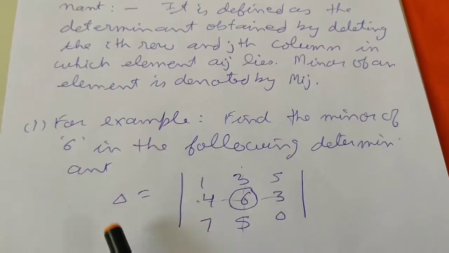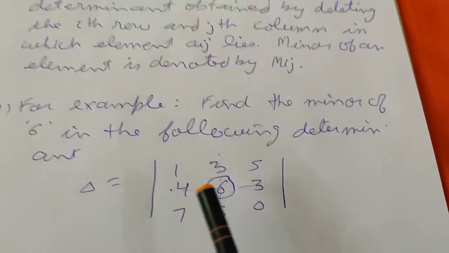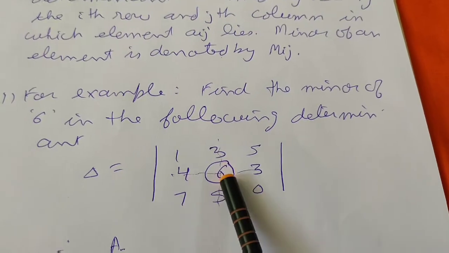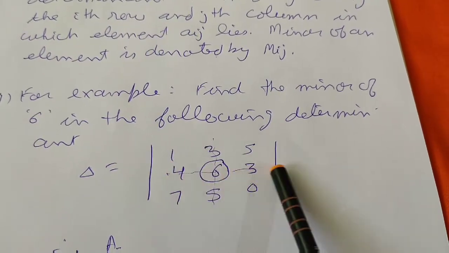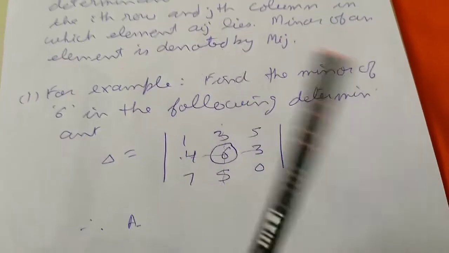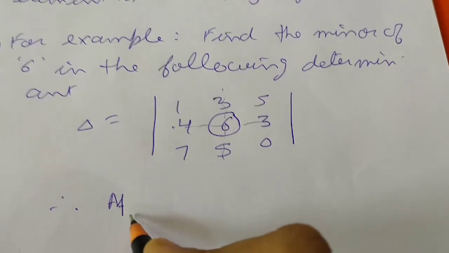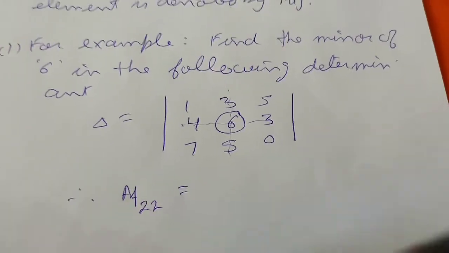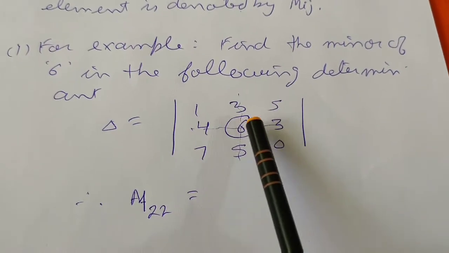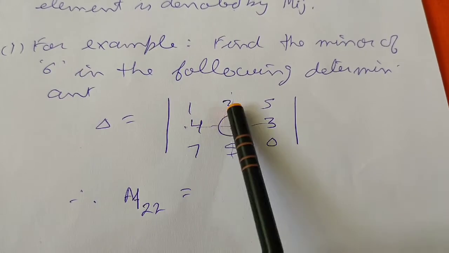Now, this will be better understood with the help of an example. Suppose we have a determinant here and we have to find the minor of this element 6. So what is the position of this element? It is in the second row and second column. So here we have to find M22, the minor of the element 6.